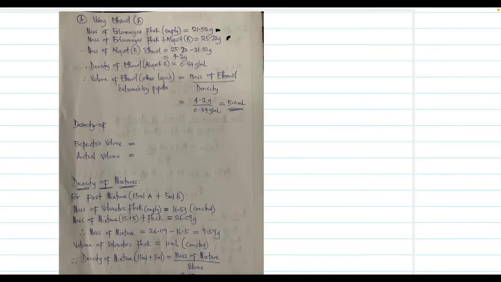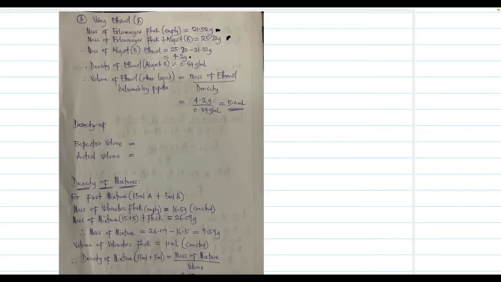So the mass of the aliquot, that's the mass of the ethanol delivered by the pipette, will now be 25.72 minus 21.52. That gives us 4.2 grams. Now let's say density of ethanol.